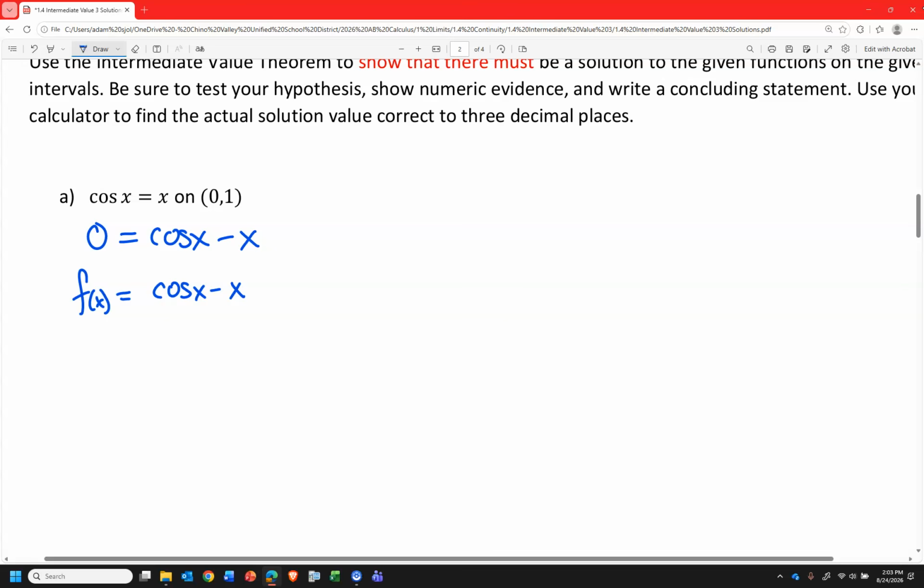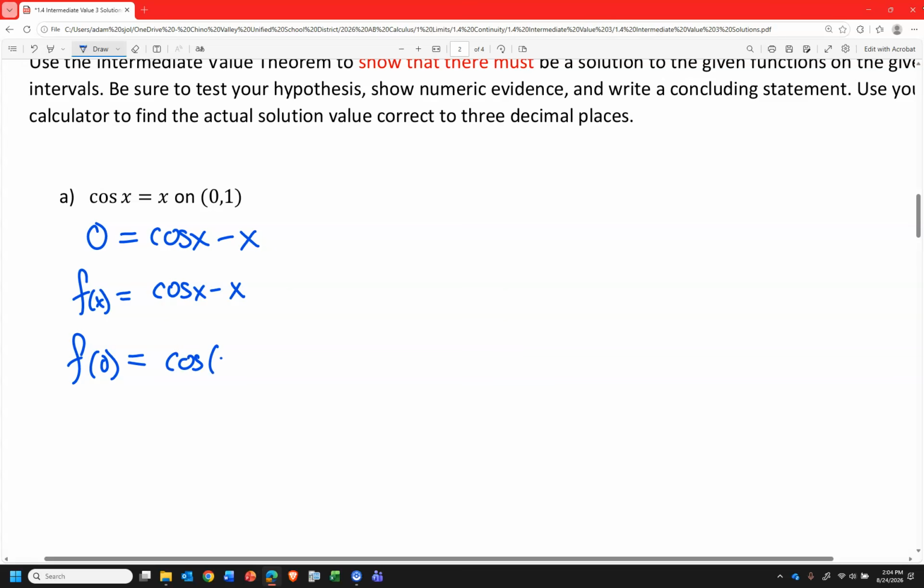Okay? Because basically I don't know what cosine of x minus x looks like. I wouldn't be surprised if it has some wiggles. But what I'm trying to decide is, does this graph go above and does this graph go below the x-axis? Because then if it does, it will be equal to 0 across the x-axis. Okay. So I'm not really sure what to do, so maybe I just do f of 0.